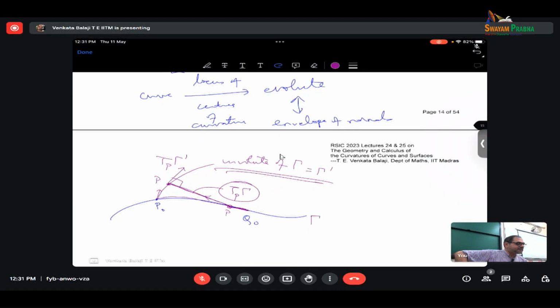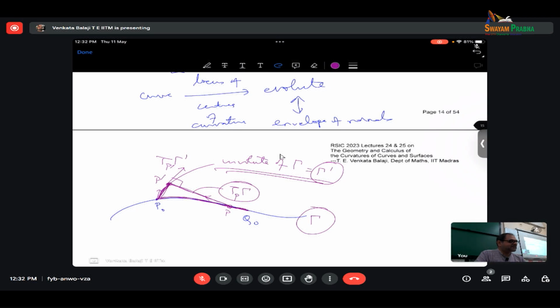I have the original curve gamma, I am pulling out a string. That gives me a new curve gamma prime, which I am calling the involute of gamma. What is the property of this gamma prime? You take any point p prime on gamma prime, then this p prime to this point p is the amount of length that I have pulled out, and that is equal to this length. My picture is not accurate. This distance is equal to this distance.